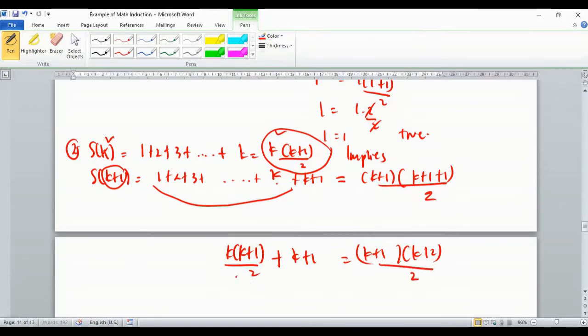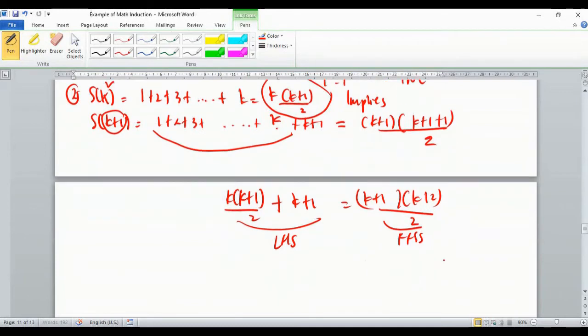So from here, in here is the left hand side. This is the right hand side. So it depends on you what you like to prove. I prefer to work with the left hand side. So when you prove the left hand side, the result should be the same as the right hand side. Okay, so prove the left hand side. I want to make the same denominator by 2. So this one is k square plus k, plus 2 times k plus 1.